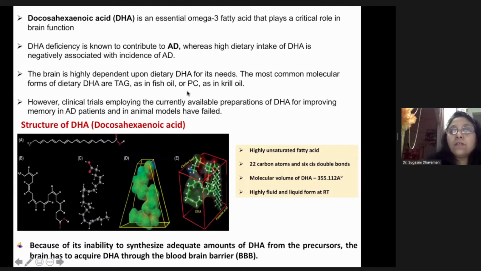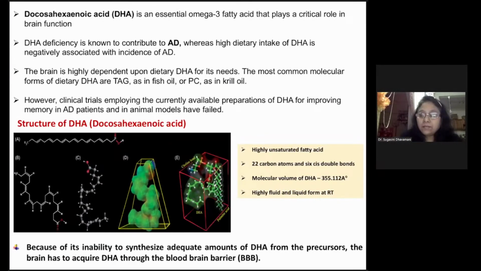The most common molecular forms of dietary DHA are triacylglycerol, which is present in fish oil, and phosphatidylcholine, which is present in krill oil. But still, the clinical trials of the currently available preparations of DHA have failed to show benefit in AD patients and animal models. This is because the brain is unable to synthesize adequate amounts of DHA from precursors, so it has to acquire DHA through the blood-brain barrier.